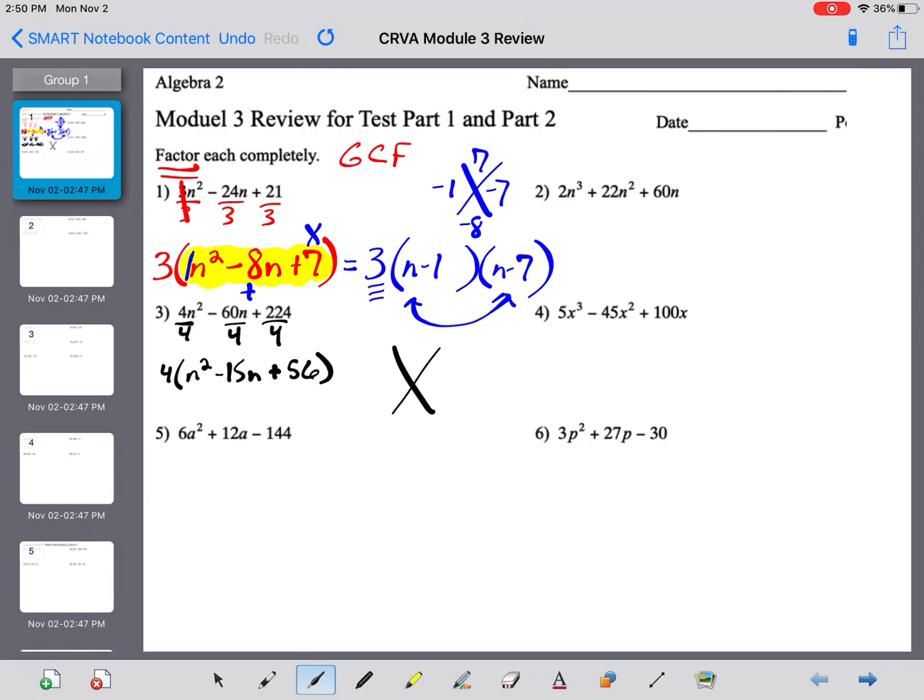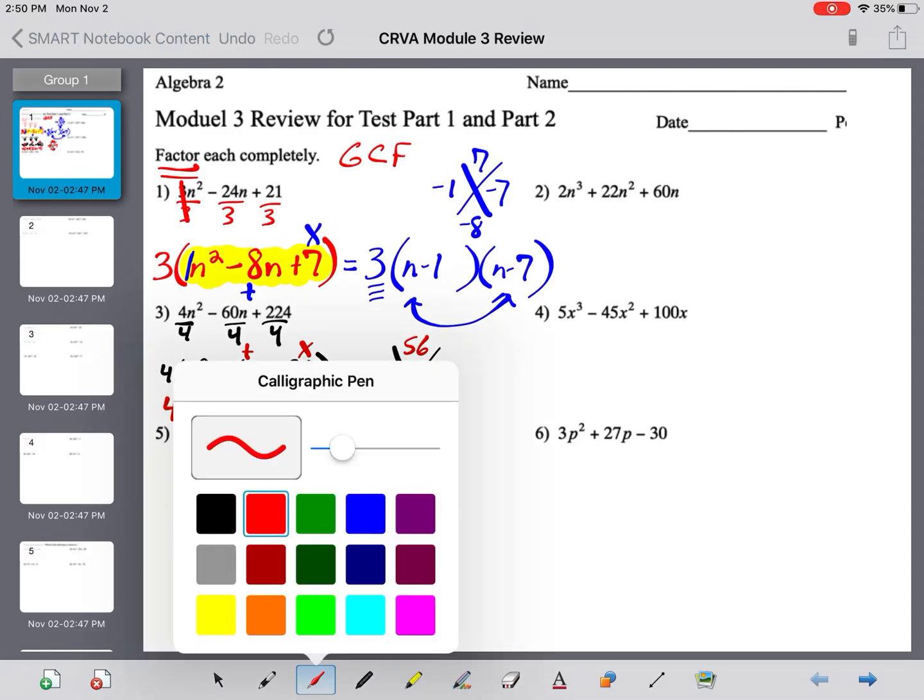And so now, look, we have a 1 as our a value in front of the n squared. That's great. So we're just looking for ways to multiply to 56 and add to negative 15. And so here it would be a negative 8 and a negative 7. So this can get factored as n minus 8 times n minus 7. Don't forget to bring the GCF down.